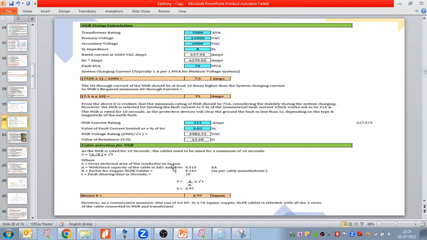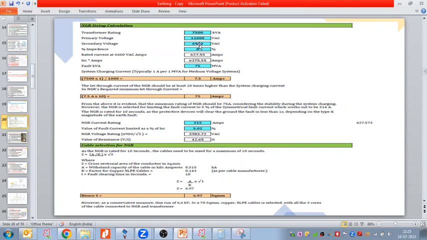So putting in the values, A is equal to I_SC root T. I_SC means 315 ampere, into root 10, divided by K, which is 143. In that case, we can calculate the minimum size of the cable as 6.97 mm², but we are not going to use that cable because our voltage is 6.6 kV.